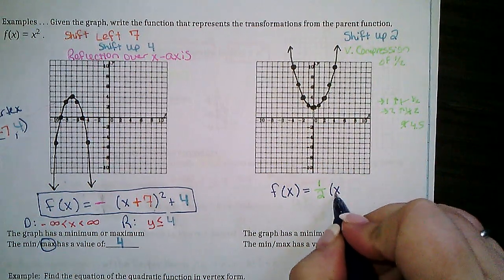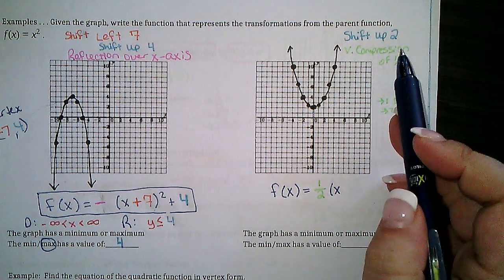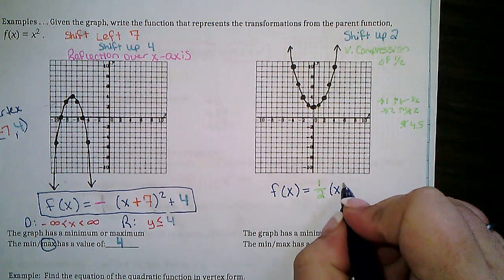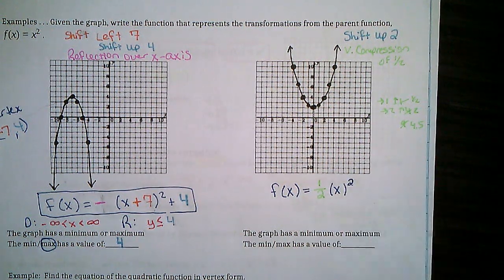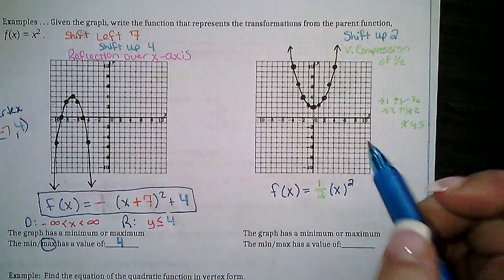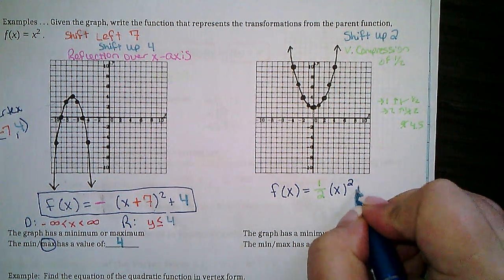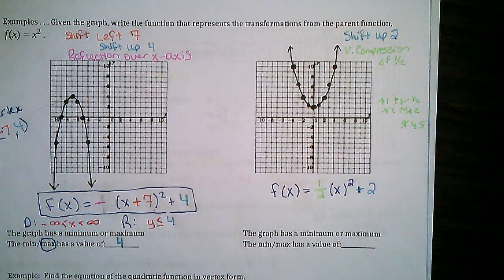Then I have an x. Remember, in with the x is right or left. Do I have a right or left? No, I don't. So I can just close that parenthesis because I don't have anything right or left that goes in there. And then after that, I have an up or a down. Well, it looks like this is 2 up, so it's going to be plus 2.